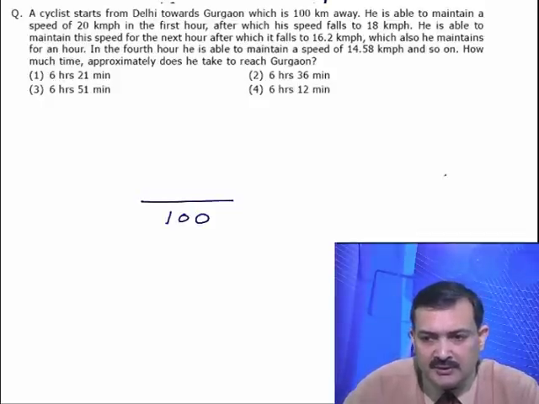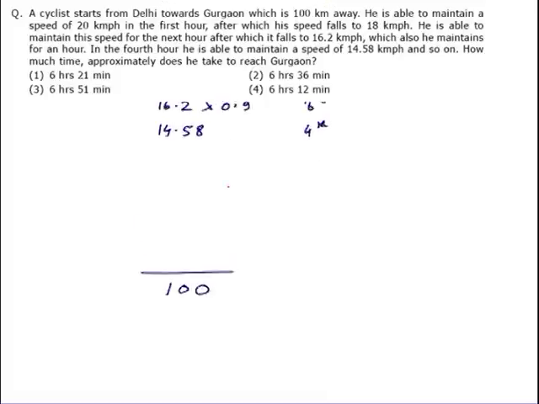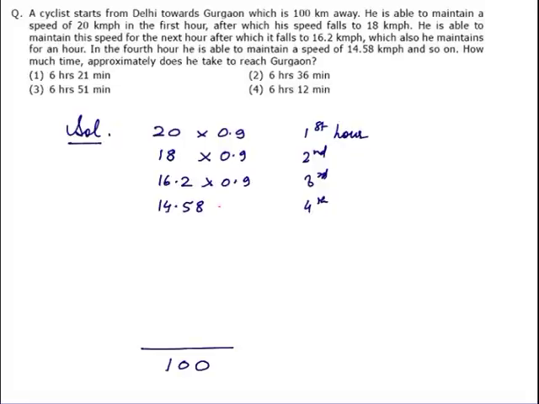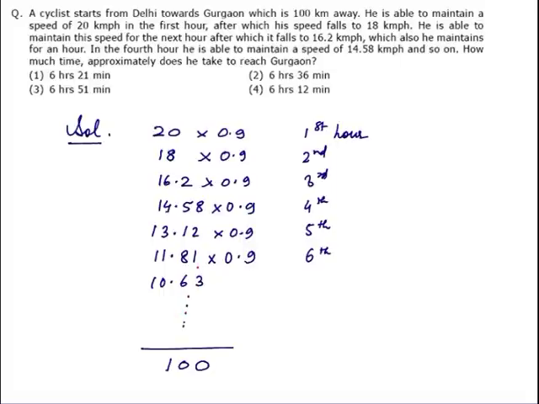So let us try to do that. 14.58 into 0.9 gives me 1.458 less. That gives me 13.122. This was the fifth hour actually. Again, let me reduce 13.12 by 0.9. That gives me 11.81. This is the sixth hour. But if I add up, I have not reached 100 so far. Again, I reduce this by 10%, 11.81 into 0.9. That will give me around 10.63 and so on. But if I add, I can see that I have crossed 100 by now.